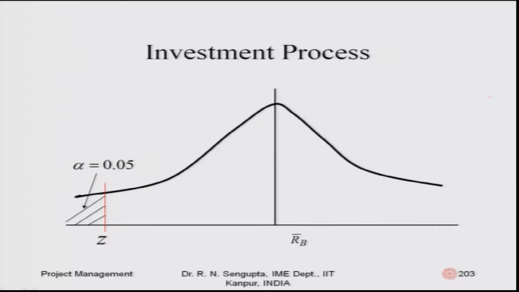So, if you see the distribution, which is the standard normal now because I have converted it into a standard normal, this R bar B is the average value. In the standard normal case it would be 0, but I am just trying to denote it using R bar B for the understanding of the students.